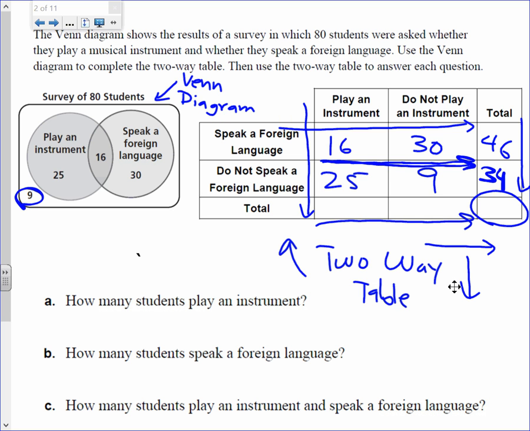Now let's do the totals going down. 16 plus 25, 41. And then we got 30 plus 9. Excuse me, I'm talking, please. 30 plus 9 is 39.